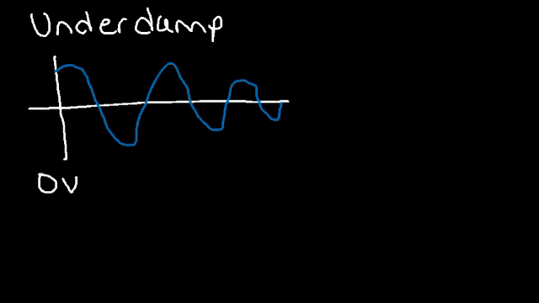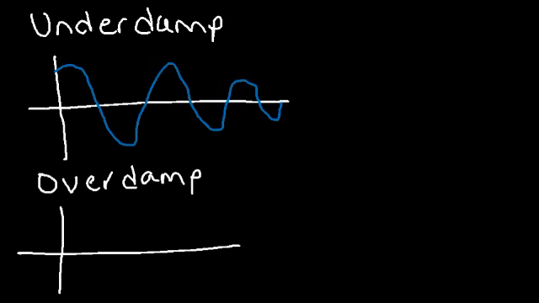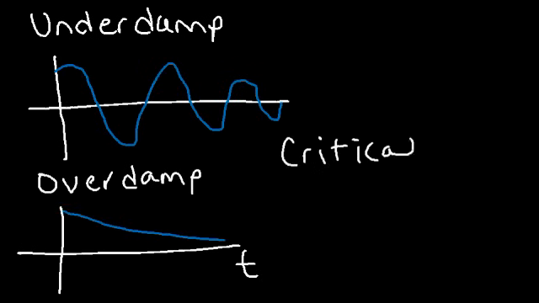Now, if it's overdamped, it won't get the chance to make multiple cycles. Within its first cycle, it's going to lose all of its energy and go to zero. But it's going to take a long time for it to do that. And then there's critical damping, where it reaches zero faster and it doesn't make multiple cycles.